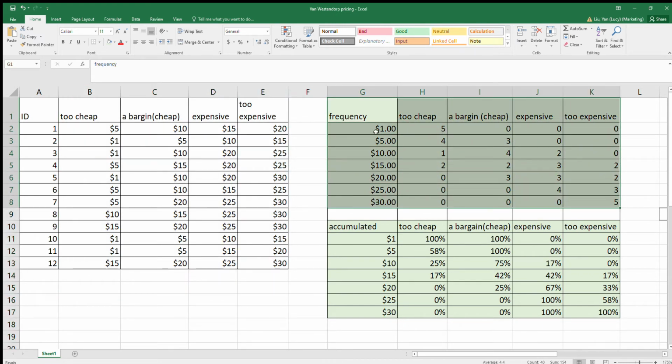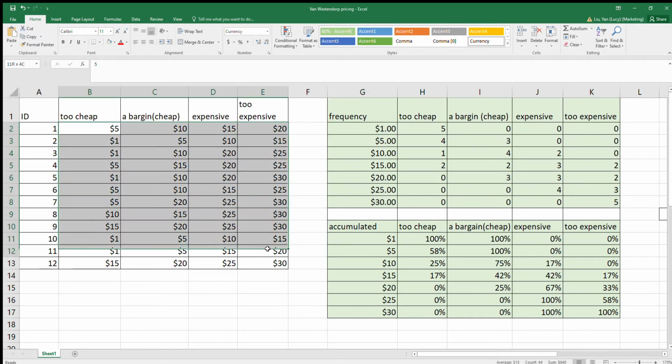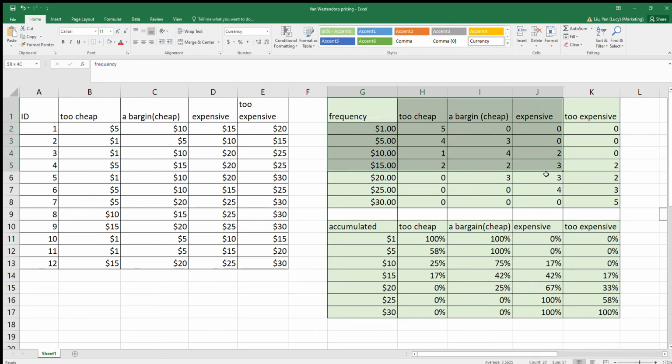So you look at all the answers from the responses, and then you look at how many different prices you got. Here we have 7 different prices, from $1 to $30. Now in this table you just count at each price level how many people think it's too cheap, a bargain, expensive, or too expensive.